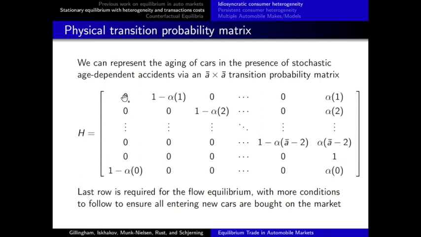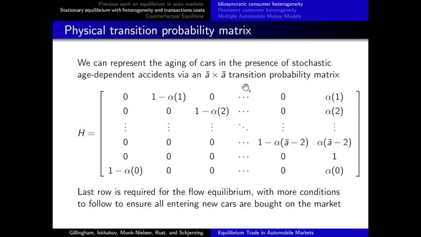Now, what is this doing? It's saying that if you come with a car of age 1, where will it end up tomorrow? If it's not an accident, it would be 2 years old. Or if there was an accident, it would be a clunker. So this is just governing the transition of the aging of the cars in the economy.